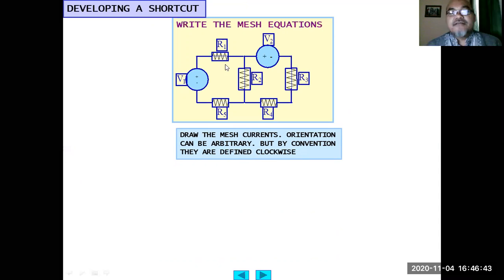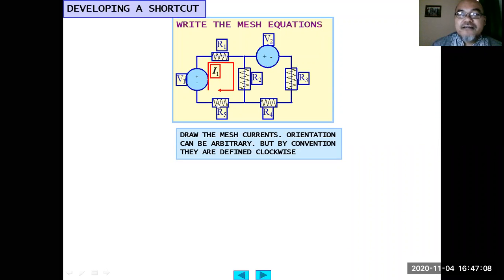A shortcut, developing a shortcut from the mesh equation. Draw the mesh currents. Orientation can be arbitrary, but by convention they are defined clockwise. Most of the time, we like to draw the mesh direction clockwise. If you want, you can draw counterclockwise. It doesn't matter, it's also okay. But by convention, normally we define it clockwise.